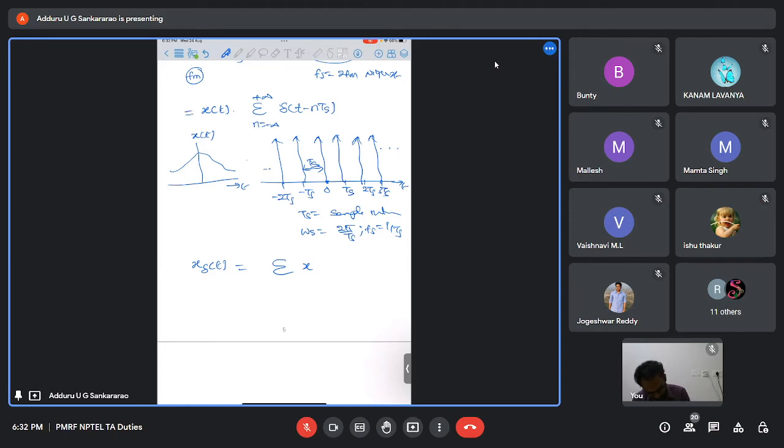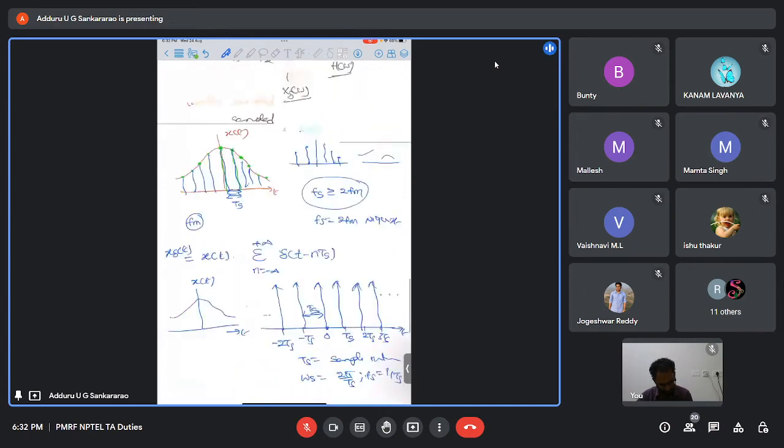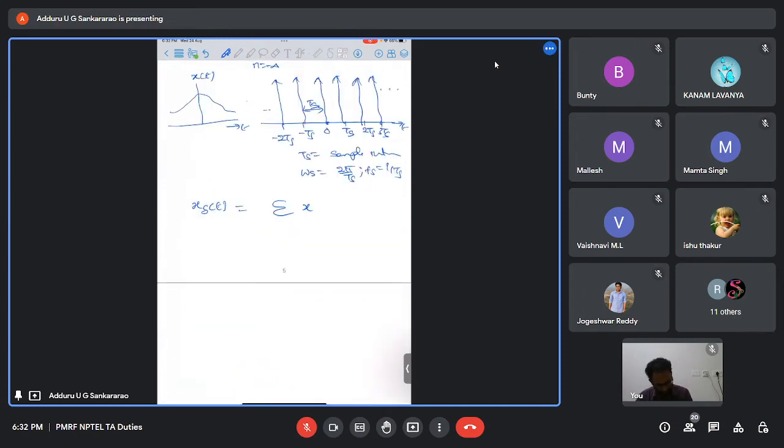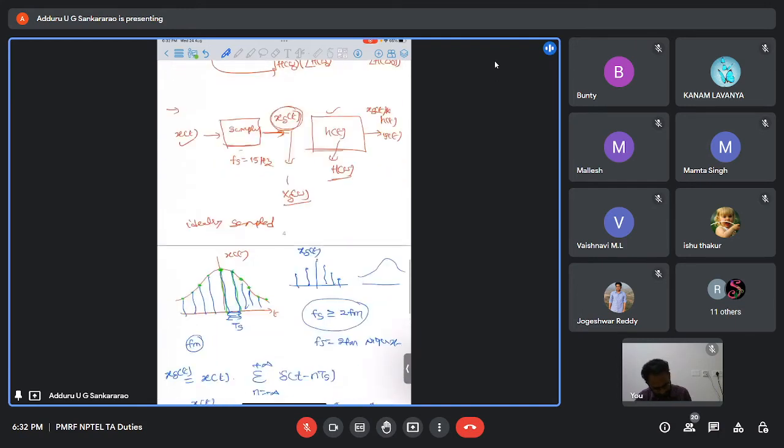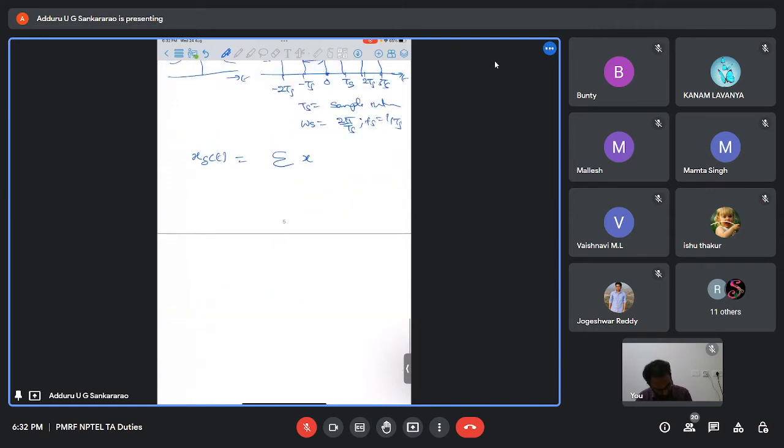This is x delta of t. Now we will see what frequencies are there. We need to find x delta of t and H of omega, and for this we should see what frequencies are present in x delta of t. Based on that we can find the output.